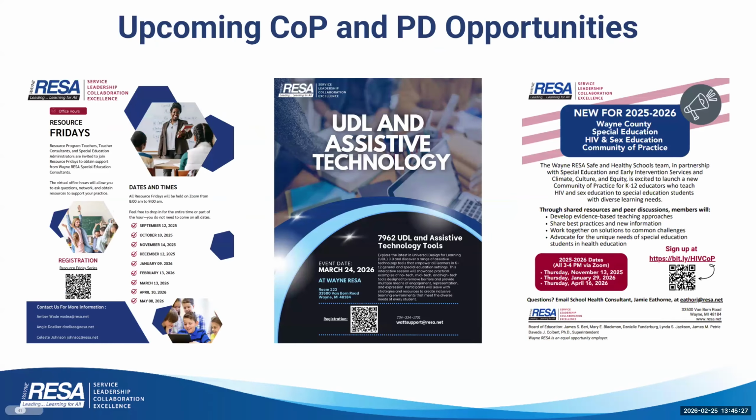We do have, again, some upcoming community of practice and PD opportunities within our special education department. I highlighted some of this in previous sessions, but we do have a few more sessions left of our Resource Fridays. We still have March, April, and May, which take place on the second Friday of the month from 8 to 9 a.m. Our assistive technology team is holding a Universal Design for Learning and Assistive Technology PD on March 24th. So that's coming up next month as well. And then a few of us are a part of the Wayne County Special Education HIV and Sex Education Community of Practice. We've had two meeting sessions so far, which have been great. The last session we really focused in on sex ed curriculum for students with special needs. So our last session is coming up on April 16th. So please feel free to share this information with your appropriate team members.